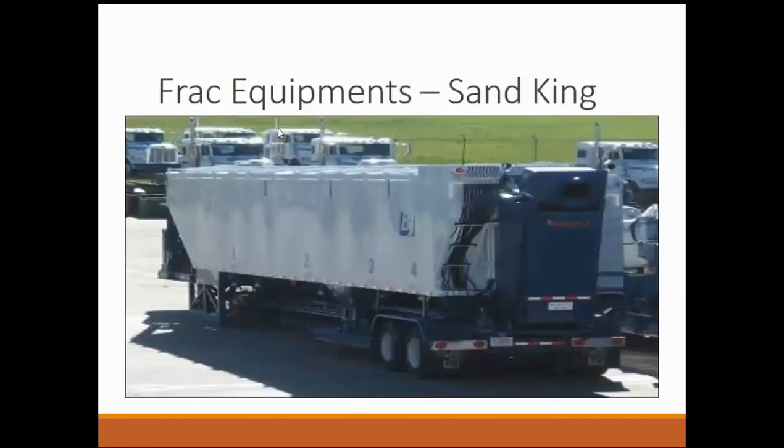So the next is Sand King. Sand King is basically a sand silo. If you can see the diagram, there is 1, 2, 3, 4 written on it. This is particularly a Baker unit, BJ unit. It has different compartments, so different kinds of proppants can be stored inside it during the job.